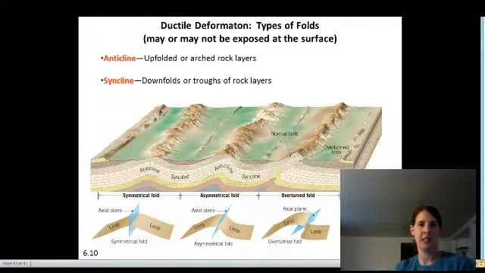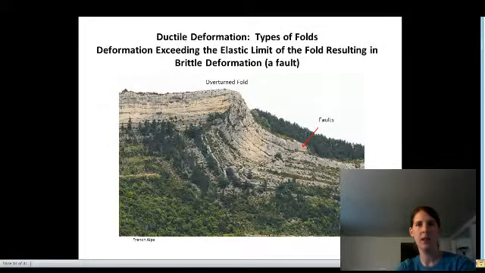So then the same can be said with a syncline. You've got your symmetrical syncline, you've got an asymmetrical syncline, and then you can't have an overturned syncline because it's already a trough. Then it's usually associated with an overturned anticline. So this is showing an overturned fold. You see how it's about to basically flip over onto itself if it pushed forward anymore.